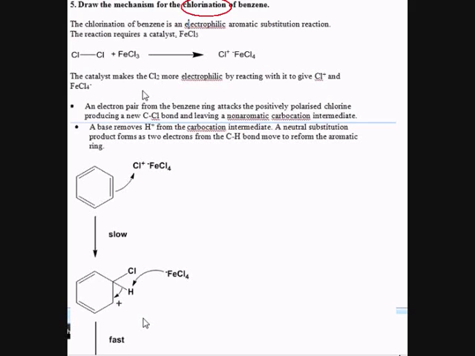Alright, so this time we're looking at the mechanism for the chlorination of benzene. Yet again, we're looking at another halogen involved in this mechanism, where chlorine is added to benzene. And the first step in this then is, again, electron movement, and it's a catalyst, FeCl3, that must be present in this case.